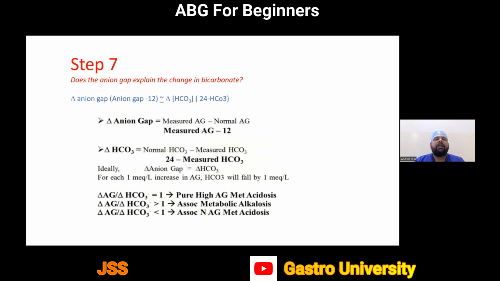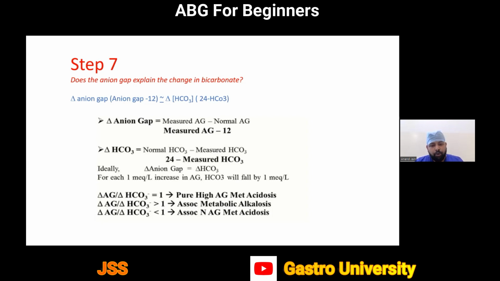Okay. The last step is to understand whether the anion gap explains the change in bicarbonate or not, whether it is purely a high anion gap metabolic acidosis, or it is associated with another metabolic alkalosis, or with a normal anion gap acidosis. So we calculate the change in anion gap, that is measured anion gap minus normal anion gap, and we also calculate the change in bicarb, that is normal bicarb minus the measured bicarb. And we will simply divide it. If it is equal to 1, then this is a pure high anion gap metabolic acidosis.